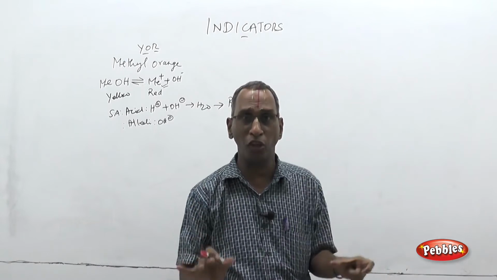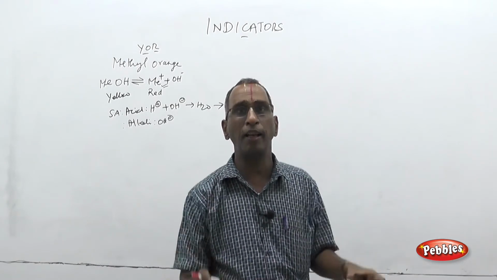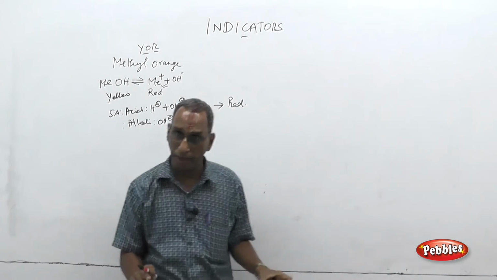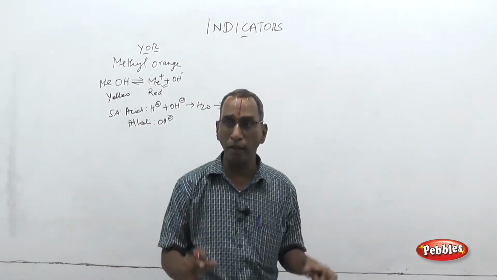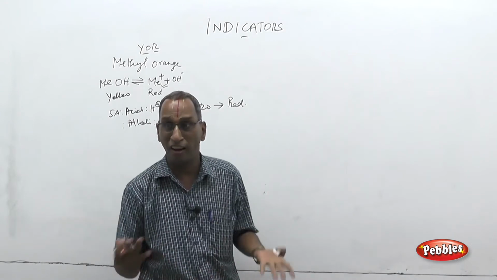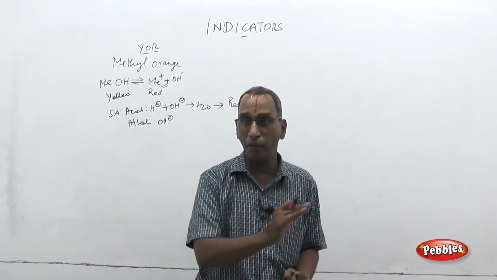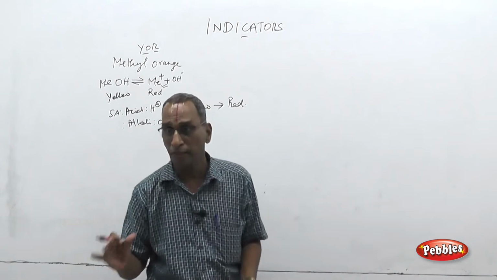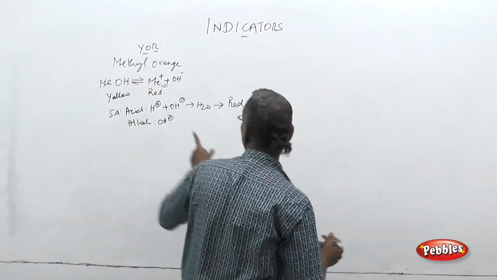To consolidate, phenolphthalein is colorless in acid and pink in alkali. Methyl orange is yellow in alkali and red in acid. In none of the cases is it orange. It is an intermediate between yellow and red. So these are the cases.